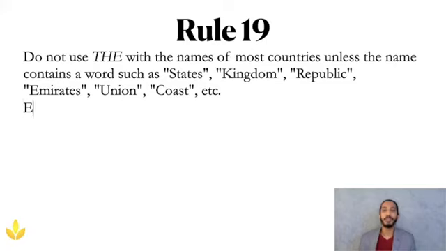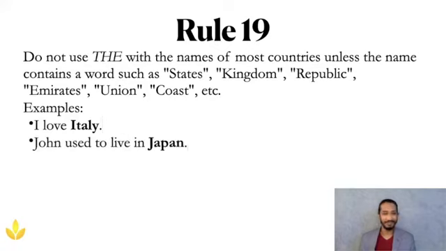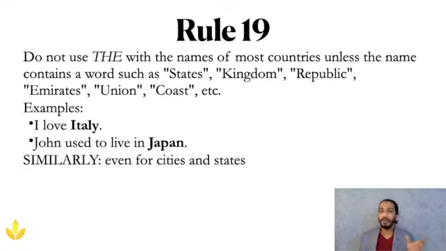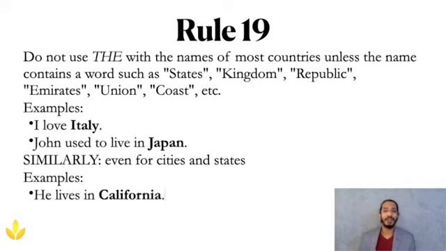Let's look at some examples here. I love Italy. John used to live in Japan. Similarly, even for cities and states, if there is no word involving kingdom, republic, emirates, union, or coast, you don't have to use an article before it. For example, he lives in California. Ladakh is in India. Did you notice, in these two sections, they didn't use any article as a prefix?